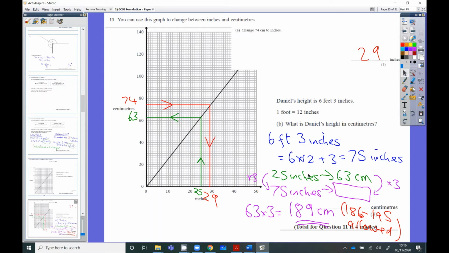So if 25 inches is 63 centimetres, 75 inches will be how many centimetres? Well, it's 3 times as big. 25 times 3 is 75. Now 63 times 3 is 189 centimetres. Now the mark scheme allowed for some tolerance, so any answer between 186 and 195 was allowed.